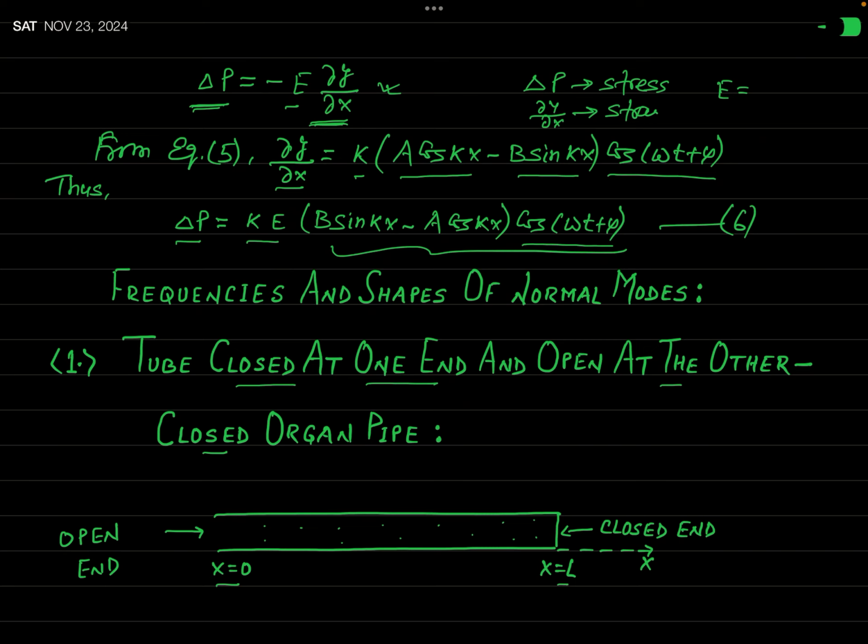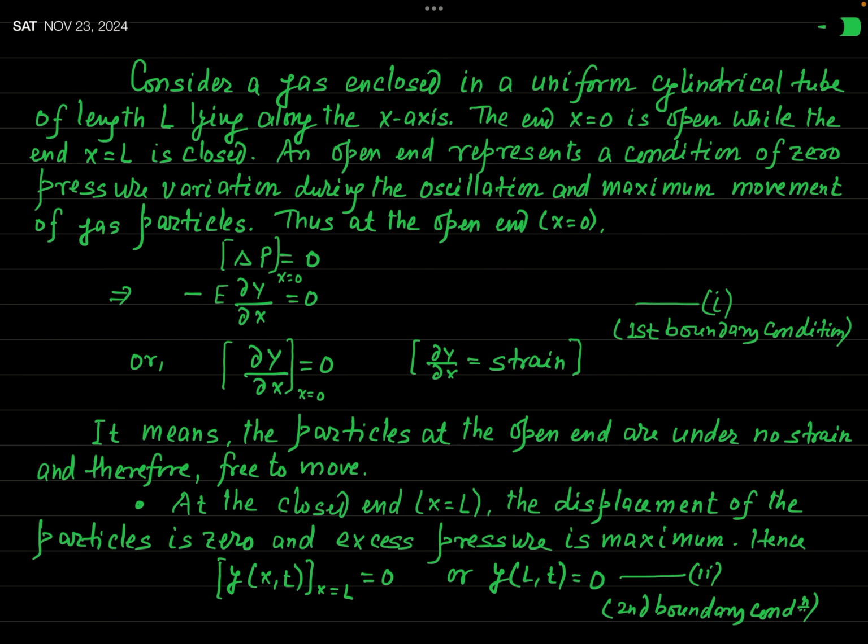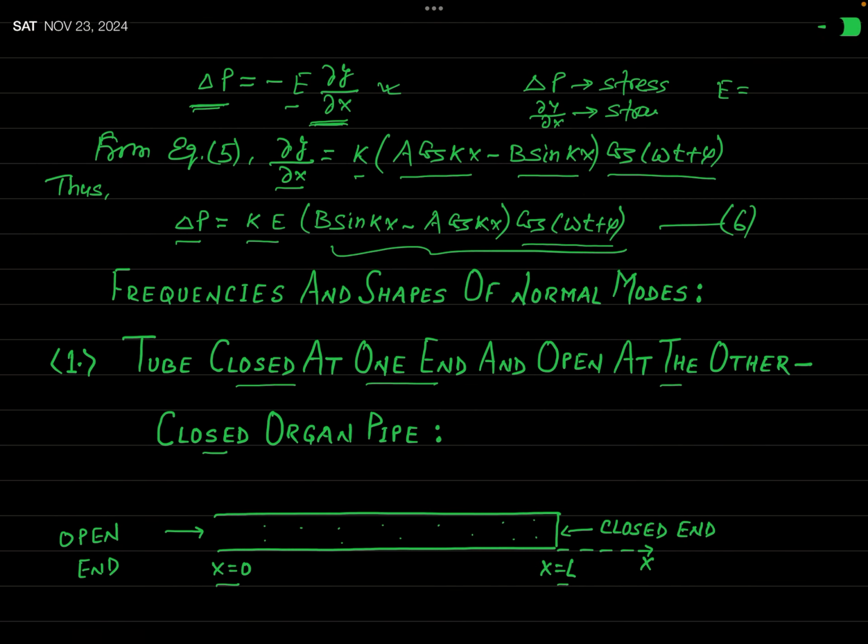Okay. So the ends x equal to 0, which is open, and x equal to L, which is closed, we have considered. Now, as you know, an open end represents a condition of zero pressure variation. So when you talk about the pressure variation at this end, there will be no pressure variation because this is an open end.